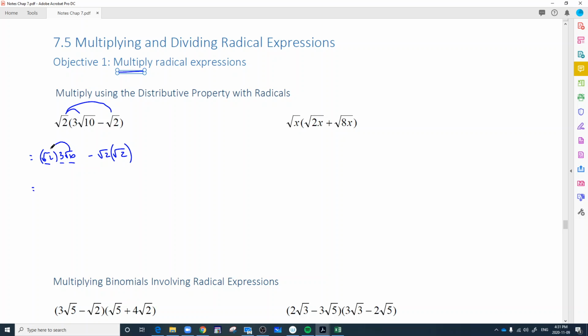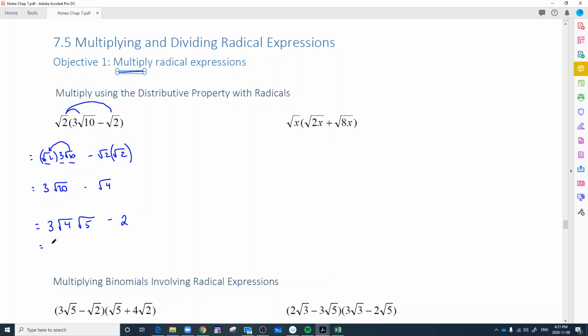You are allowed to multiply radicals together as long as they have the same index. So we're going to do that. The 3 times root 2 times root 10 is root 20. Then here you've got root 2 times root 2, so that's going to be root 4. Now you always have to check with radicals whether you can simplify. So the highest perfect square that divides evenly into 20 is 4 with a factor of 5 remaining. And then the square root of 4 is 2.